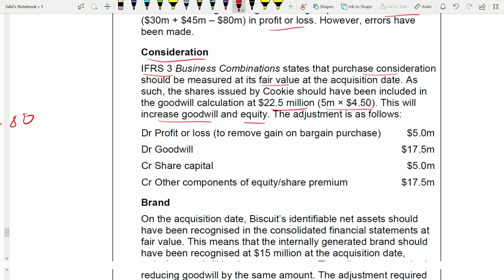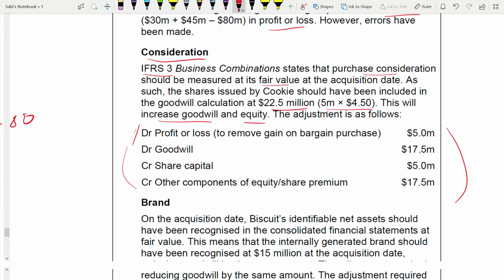Whenever they tell you to do some adjustments, they are telling you to do debit and credit only. Show journal entries. That's how you do adjustments. Rather than writing in sentences, just show debit this, credit this. It's very easy and saves time. Whenever they say adjustments required, start with debit first and then credit.